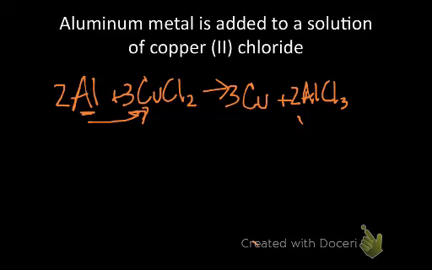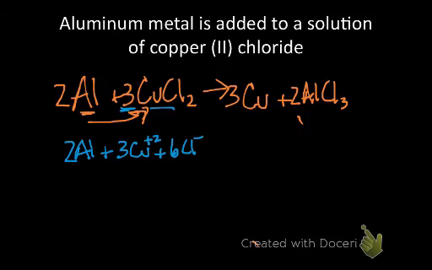Then we move on to our next step, which is to now look at what forms ions in solution. So our aluminum is a solid, so we're going to leave that the way it is. Copper chloride is a solution, so this is going to break apart. So we have 3 Cu plus 2 plus 6 Cl minus. Because we have this 3 here times that 2, we have a total of 6 chlorine ions in solution.